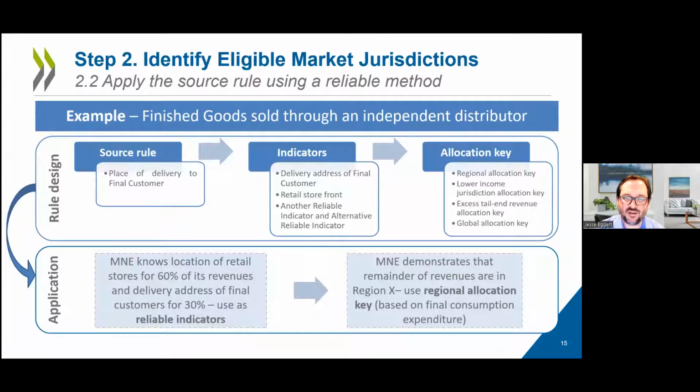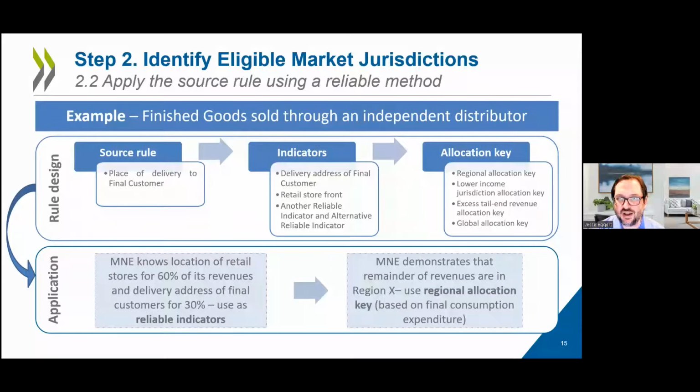But here, in our example, you have an MNE that knows the location of the retail stores through which its goods are being sold, and that accounts for 60% of the revenues they get from selling the goods. And so there they have reliable indicators and can use the location of the retail storefront to determine conclusively how the sourcing principles will be applied. For another 30%, they know the delivery address of the final customers, and so they've now sourced 90% of their revenue by applying reliable indicators.